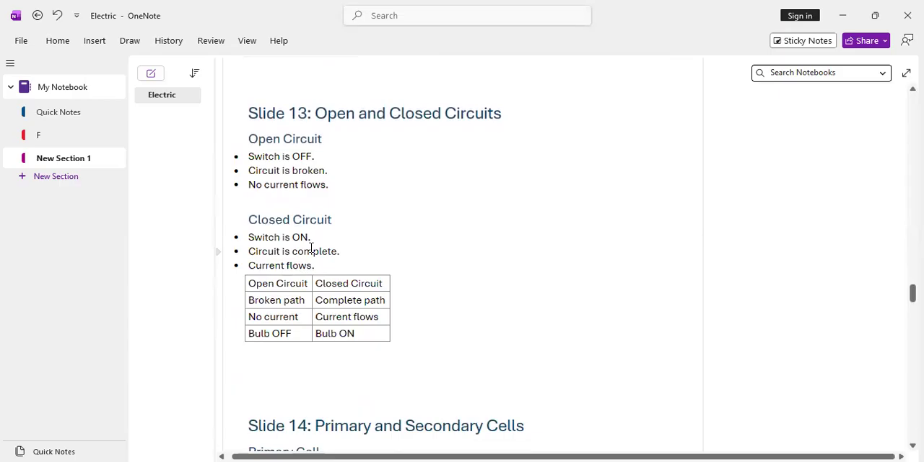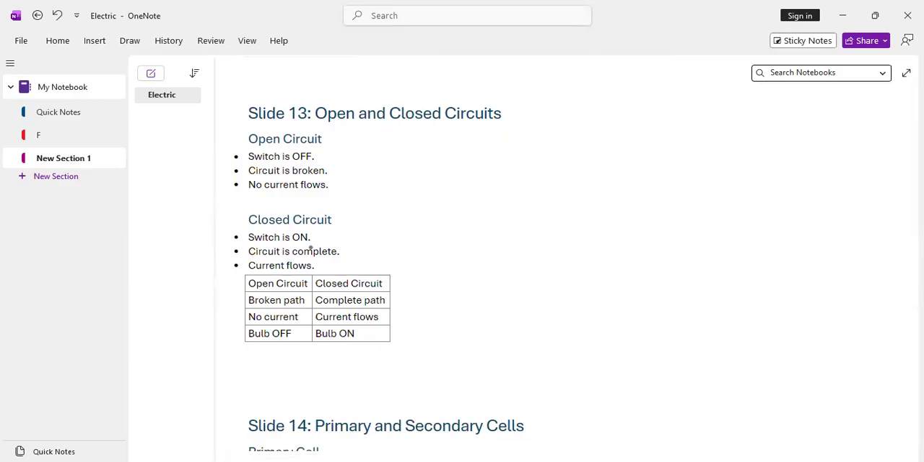So, open and closed circuit. When you talk of an open circuit, it means that the circuit is open, that means it is off. A closed circuit means that it's closed, that means it is on. That's what you mean by open and closed circuit.